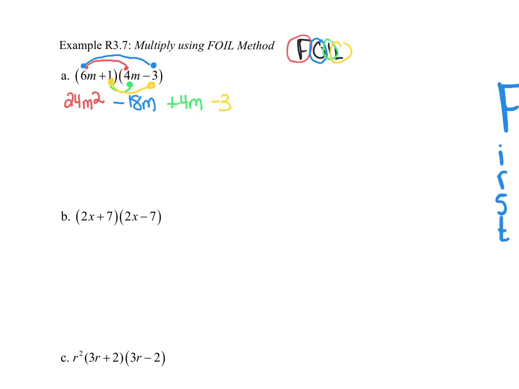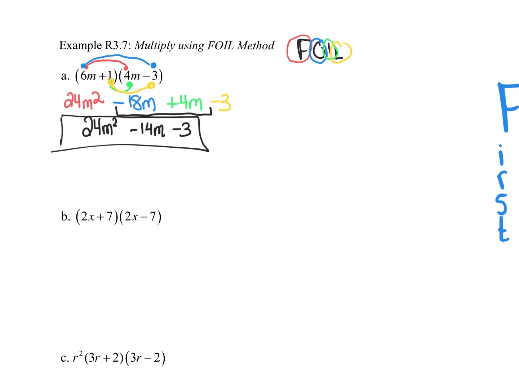And then we just have to clean it up and combine like terms, so I get my 24m squared. These two terms need to go together, giving you a negative 14m, and then minus 3. So there is our answer.